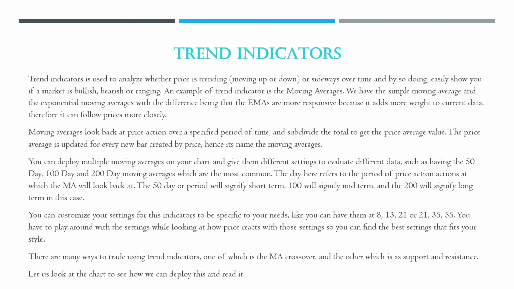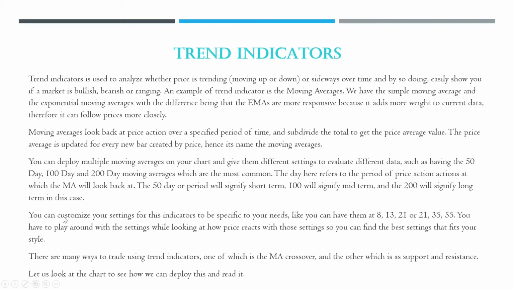It moves with price. You can deploy multiple moving averages on your chart and give them different settings to evaluate different data, such as having the 50-day, 100-day, and 200-day moving averages, which are the most common. The day here refers to the period of price action that the moving average will look back at. The 50-day or period will signify short term, while the 100-day will signify mid-term, and the 200 will signify long-term in this case. This is simply saying the moving average should look back at 50 candles back, 100 candles back and 200 candles back. The 200 is larger than the 100, while the 100 is larger than the 50. So it's only normal that the 50-day is the shortest term, while the 100 is mid-term and the 200 is the long term in this case.